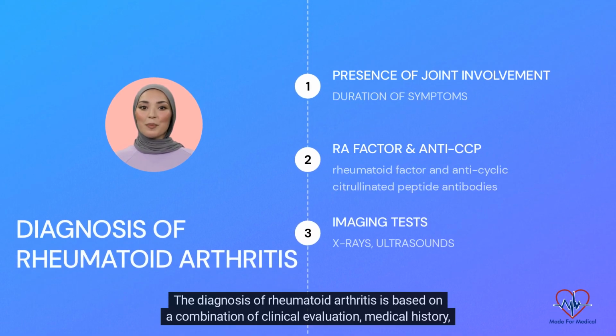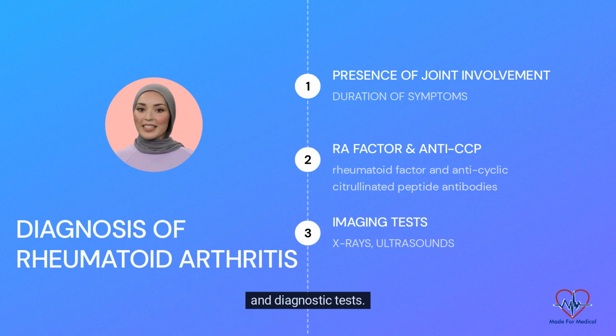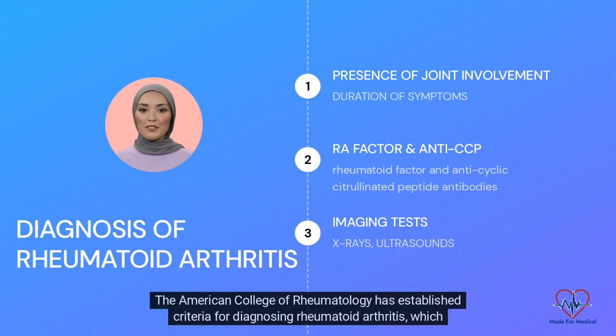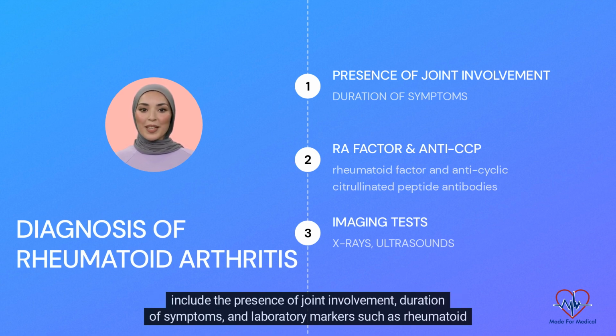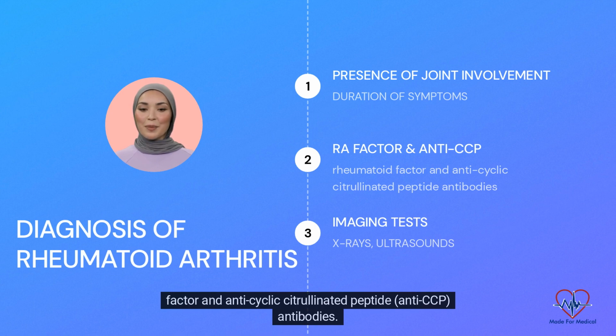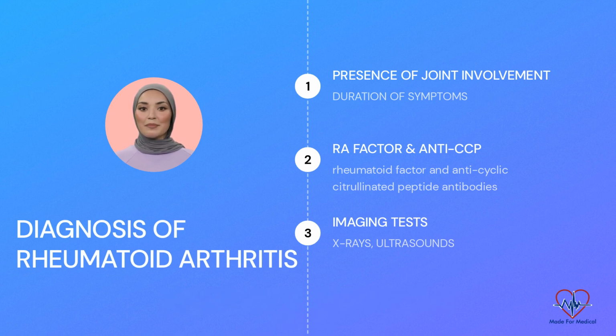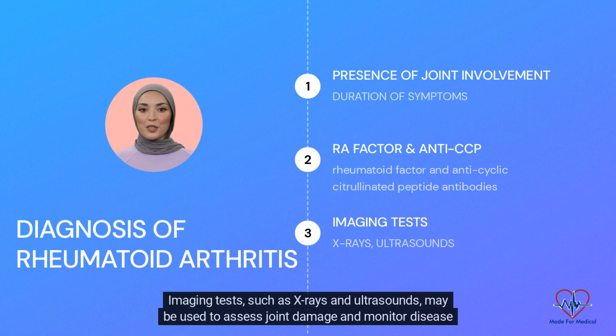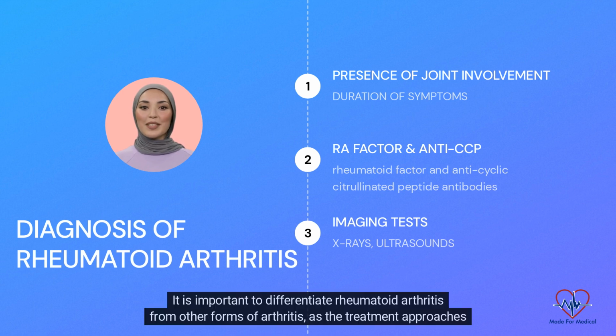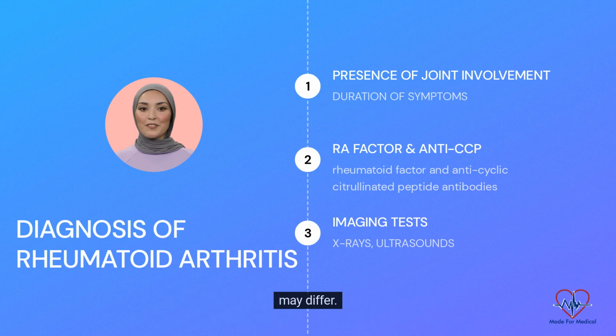The diagnosis of rheumatoid arthritis is based on a combination of clinical evaluation, medical history, and diagnostic tests. The American College of Rheumatology has established criteria for diagnosing rheumatoid arthritis, which include the presence of joint involvement, duration of symptoms, and laboratory markers such as rheumatoid factor and anti-cyclic citrullinated peptide, anti-CCP antibodies. Imaging tests, such as X-rays and ultrasounds, may be used to assess joint damage and monitor disease progression. It is important to differentiate rheumatoid arthritis from other forms of arthritis, as the treatment approaches may differ.